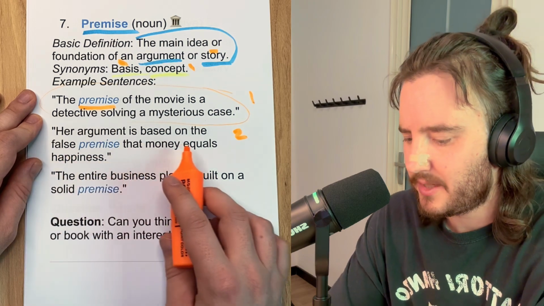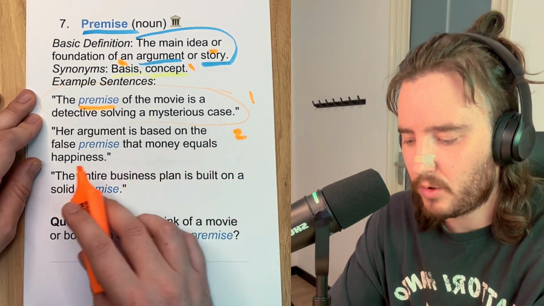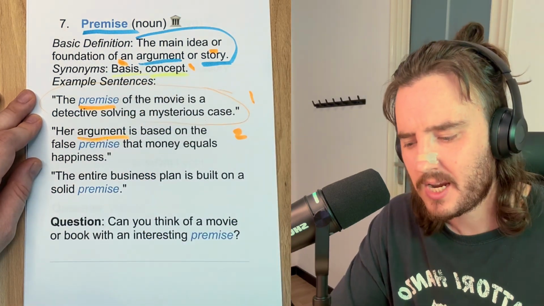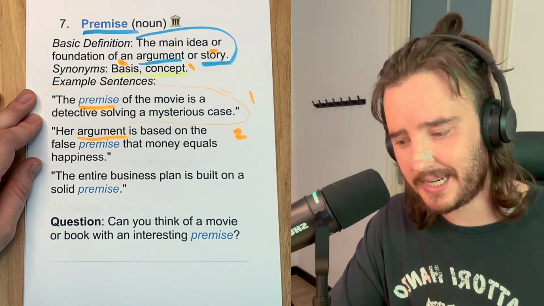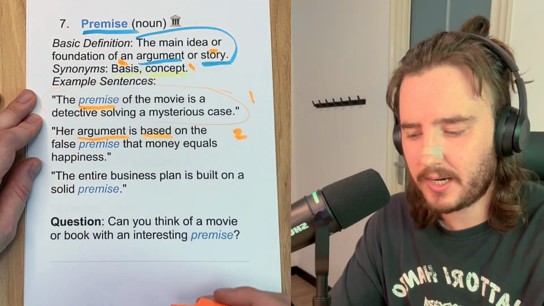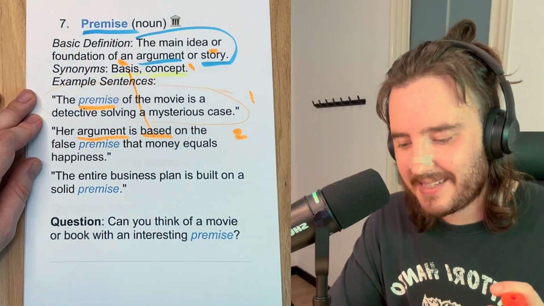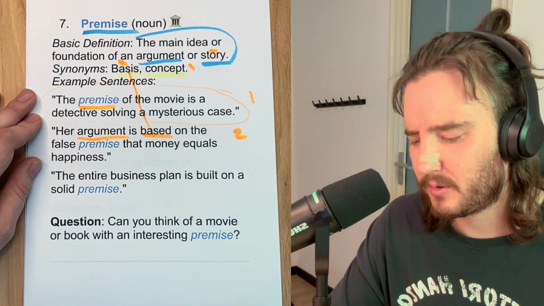Her argument is based on the false premise that money equals happiness. Okay, so this woman, she's making an argument. She's making a claim. She has this opinion. What is her argument based on? What is the basis of her argument? The basis is a false premise. That's what this example sentence is telling us.